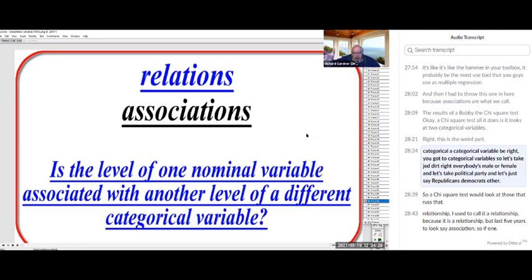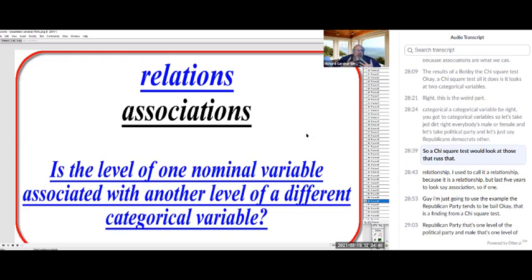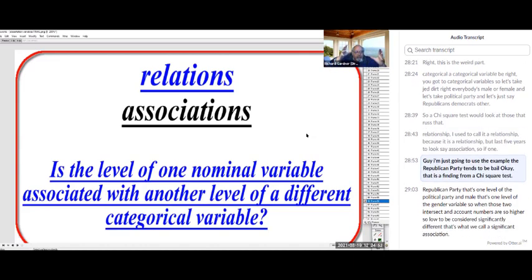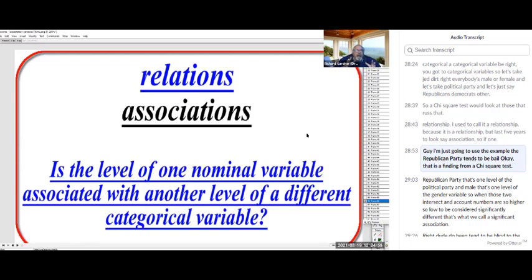So let's take gender, right? Everybody's male or female. And let's take political party. And let's just say Republicans, Democrats, other. So a chi-squared test would look at that relation. I used to call it a relationship because it is a relationship. But in the last 5 years, the books say association. So I'm just going to give you the example. The Republican Party tends to be male. Okay, that is a finding from a chi-squared test.